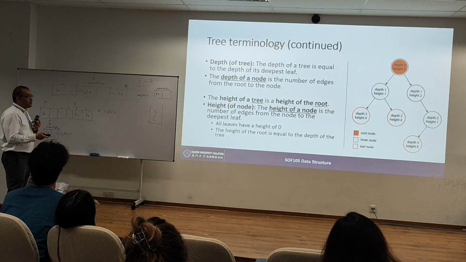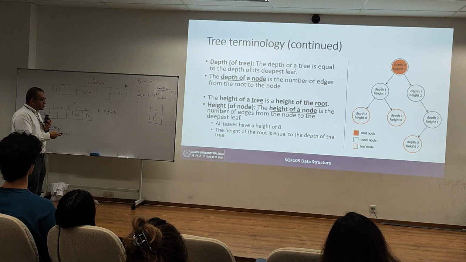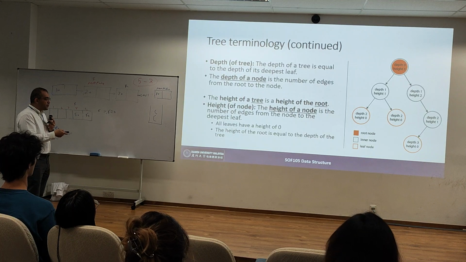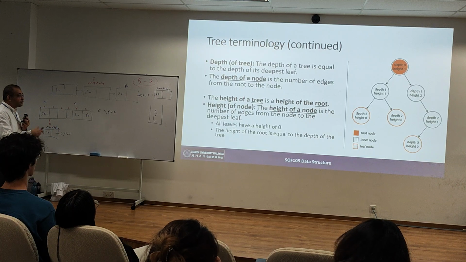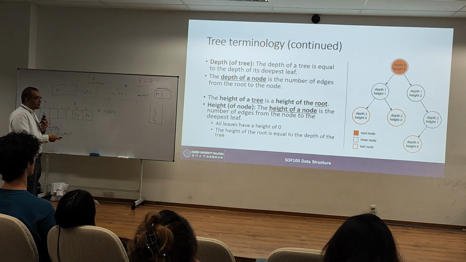What about the height of a tree? It is the height of the root. Let's look at the height of a node first, then I need to know how to calculate the height of the tree. The height of a node is the number of edges from the node to the deepest leaf. So all leaves have a height of what? 0. The height of the root is equal to the depth of the tree.